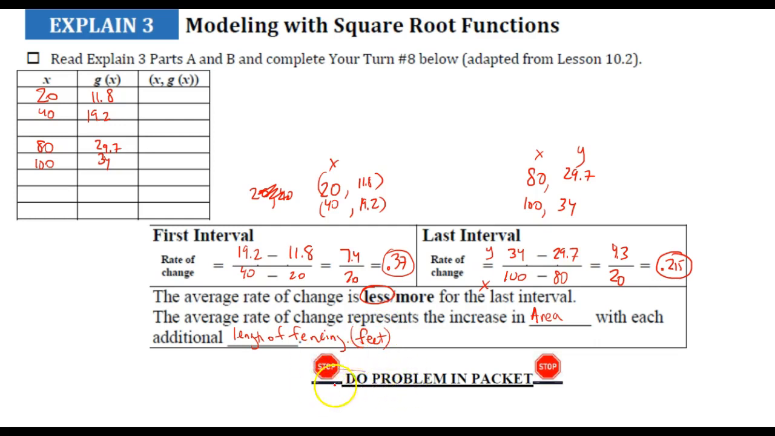Just like it says here, it says stop, do the problems in the packet. So there is a problem, the your turn number 8. Go ahead and take some time to do that right now.